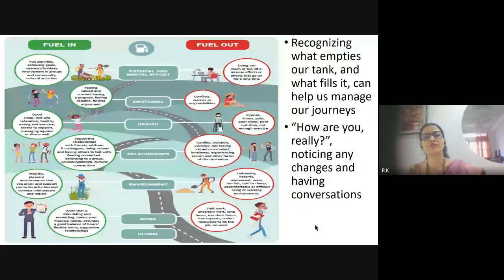What fuel you're putting in, and what fuel is going out. Say, for example, I can take two examples due to the shortage of time. Fueling in: fill all your daily life with fun activities, achieving goals. Madam, I don't have time to take care of my garden. No, you will find time if you want to find time. So put everything in a timetable or time log.